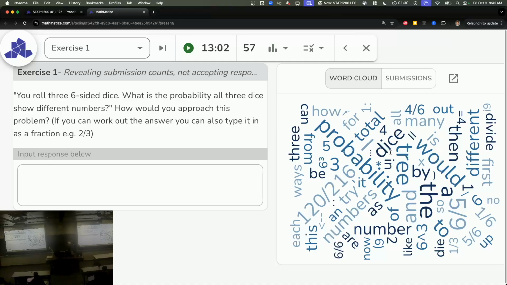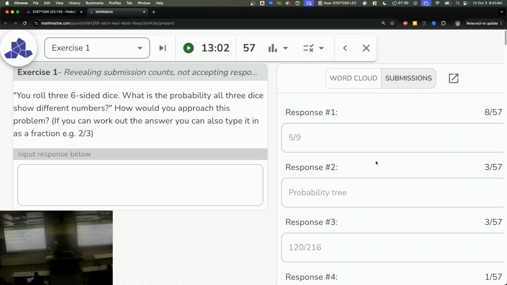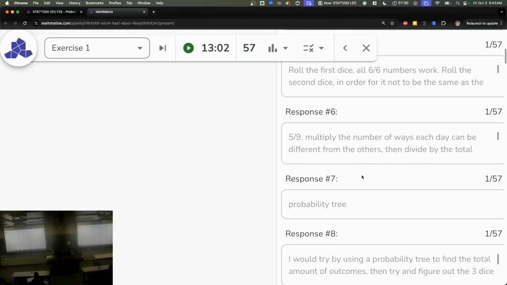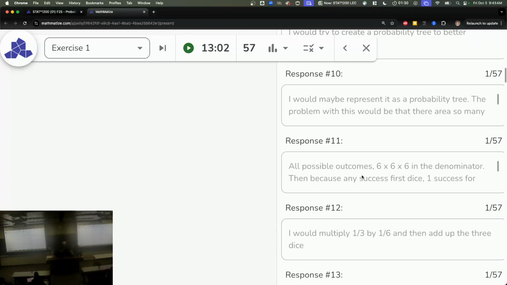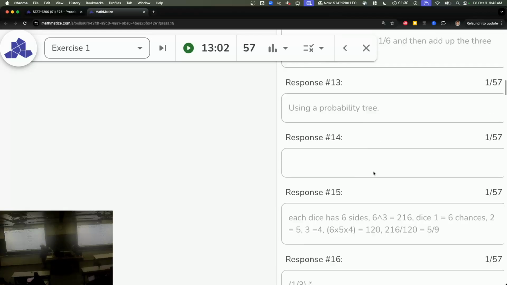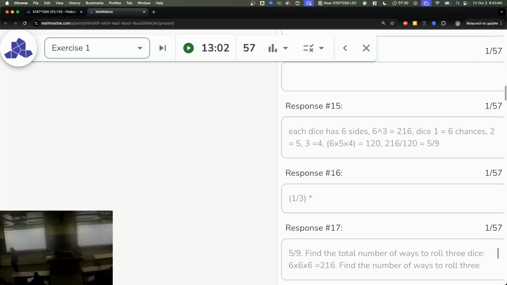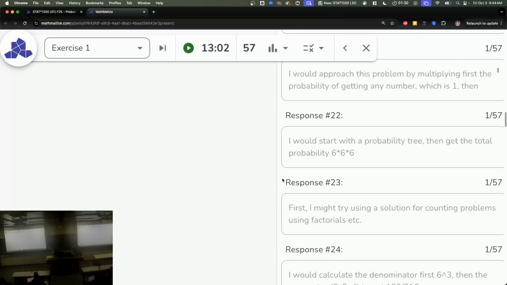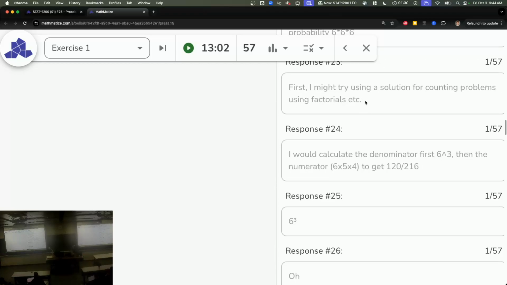Oh, that's a good question. Let's see if somebody wrote something here. So some people wrote probability tree. Yeah, let's see. 6 times 6, probability tree. Yeah, lots of people said probability tree. They're very nice. Okay. I wonder if anybody wrote falling factorial. I guess not. Multiplying, probability tree. Oh, factorials, etc. Very nice.